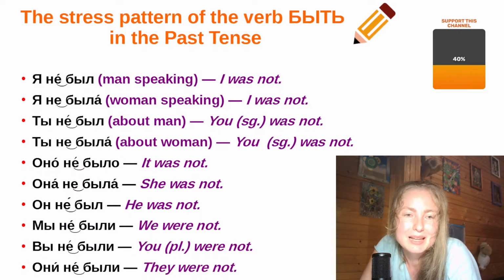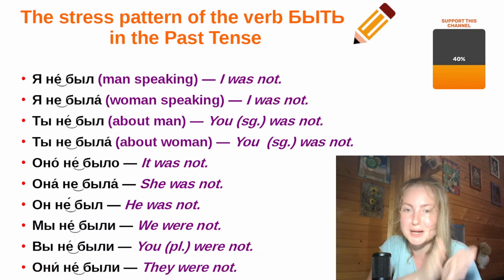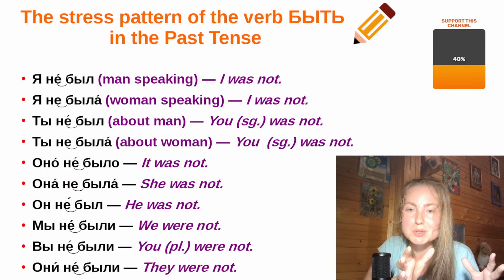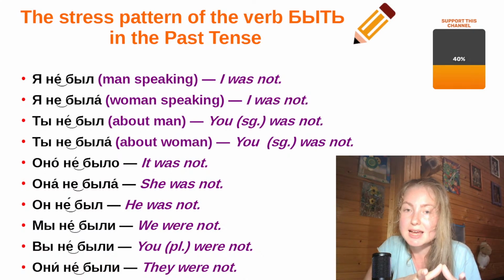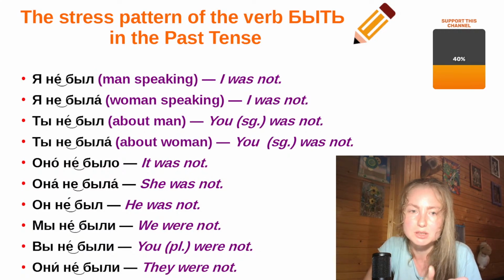Okay, next form. Он не был. He wasn't. So again, не был. We take negative particle не and the main verb был, and pronounce it like one word, and our accent falls on negative particle не. Он не был.